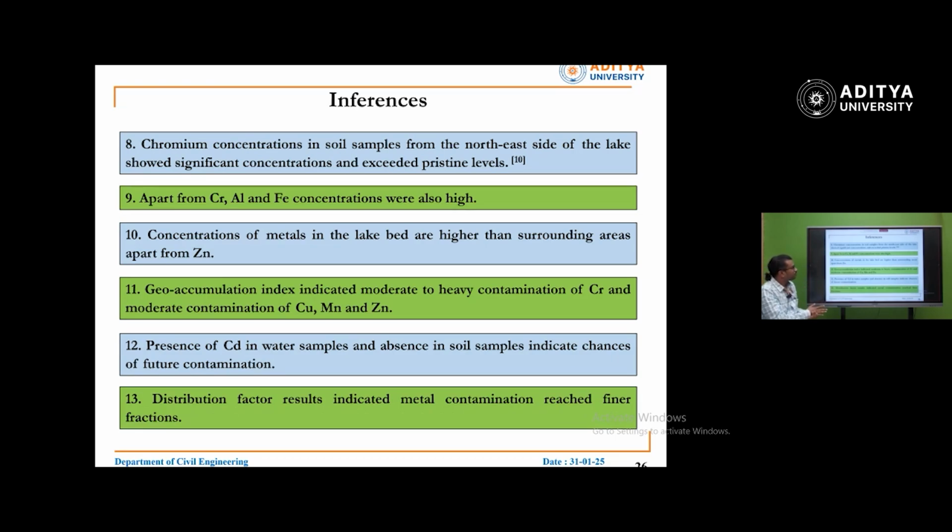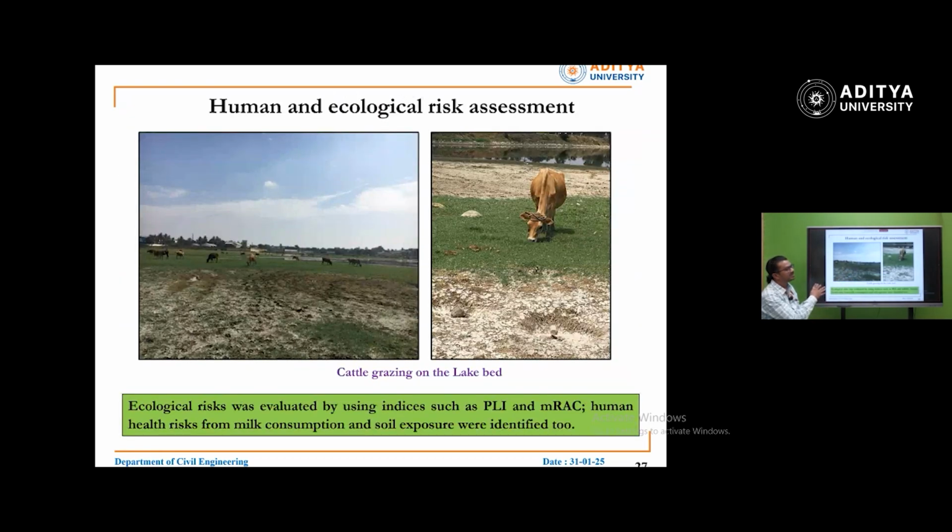Yeah, and the concentrations of metals in the lake bed are higher than the surrounding areas. So that means the lake is continuously receiving discharge from the nearby industrial areas. Most of the samples collected from the lake showed the extreme concentrations, and these things we have discussed already. The geoaccumulation index is moderate to heavy, and the distribution factor also indicates that the contamination reached the finest fraction. So this is the first part.